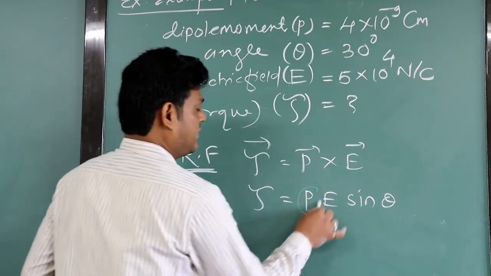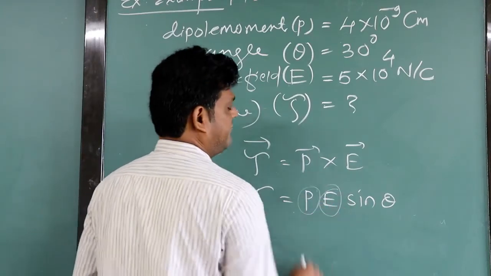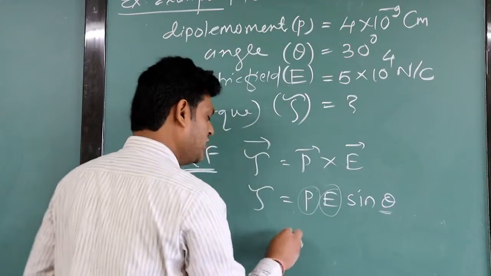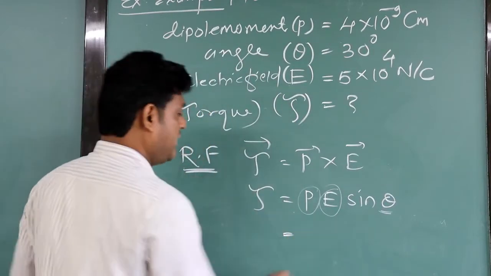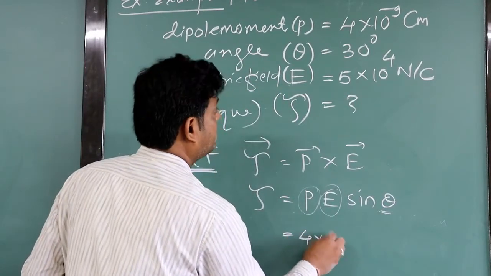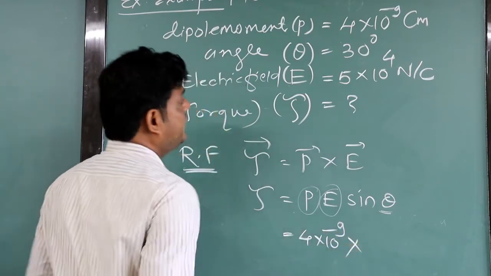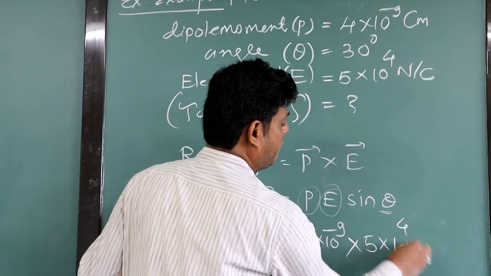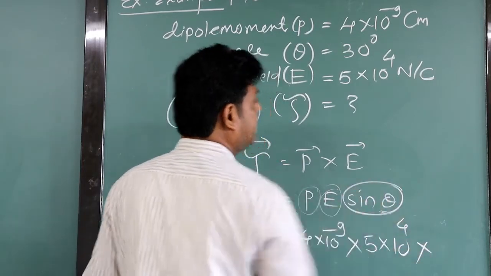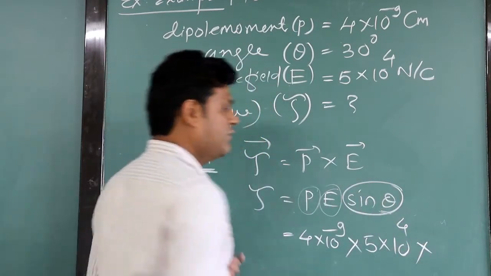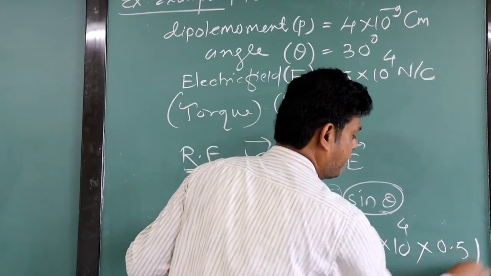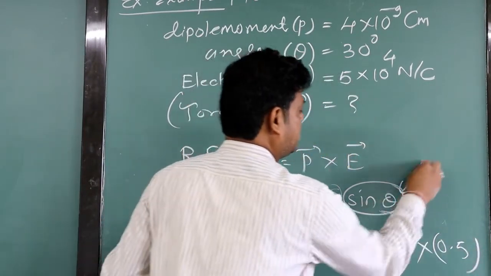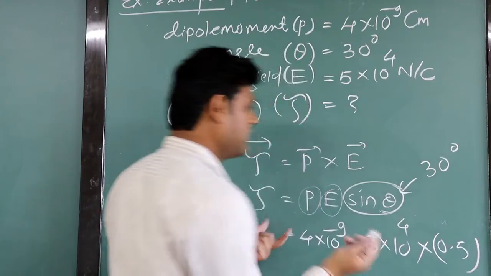What is p? Dipole moment. What is E? Electric field. What is theta? Theta is 30 degree. All the values are given. You just put the value: p is 4 into 10 to the power minus 9, E equal to 5 into 10 to the power 4, and sin 30. Sin 30 equal to 0.5, half, because theta equal to 30 degree.